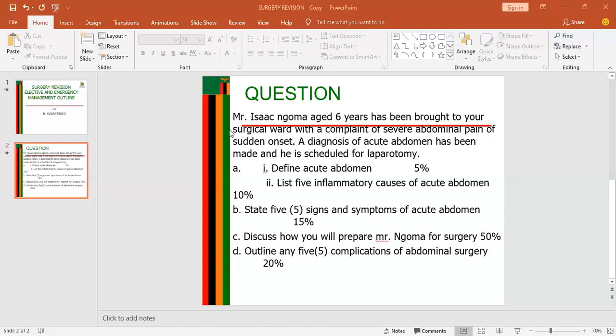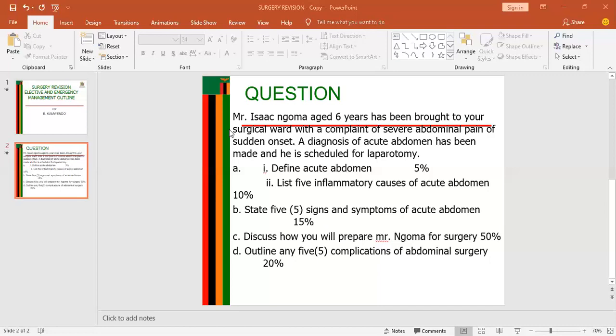After observation, your next heading will be investigations. So on investigation, you say, I will quickly collect blood for hemoglobin to rule out anemia, for grouping and cross match to identify the patient's blood group in case of need of blood transfusion. I'll do also a random blood sugar test to rule out hypoglycemia, and a plain abdominal x-ray to detect causes of acute abdomen. So those investigations can be done.